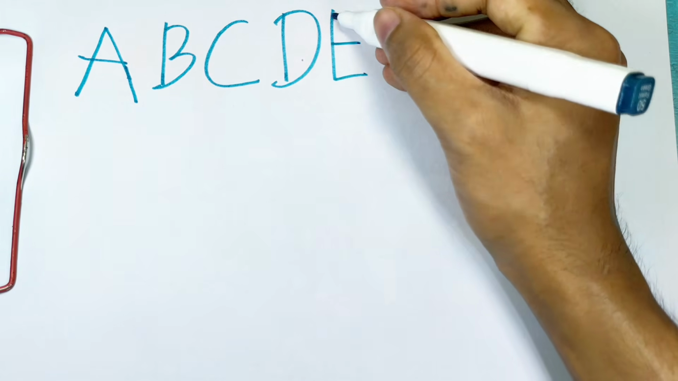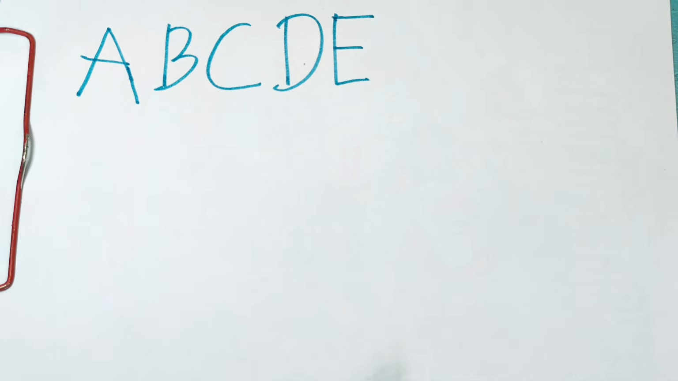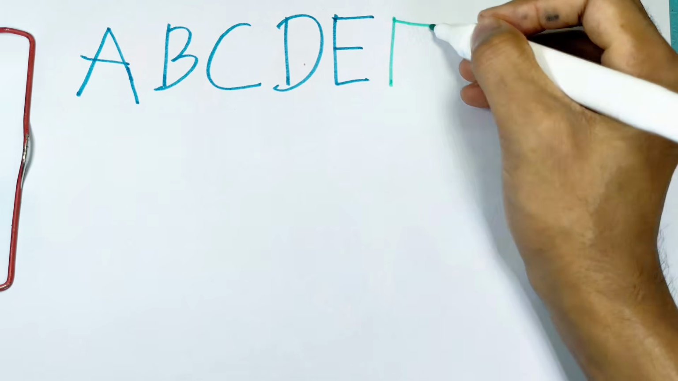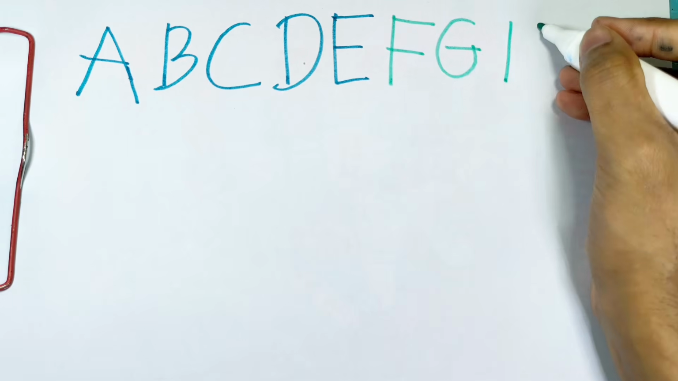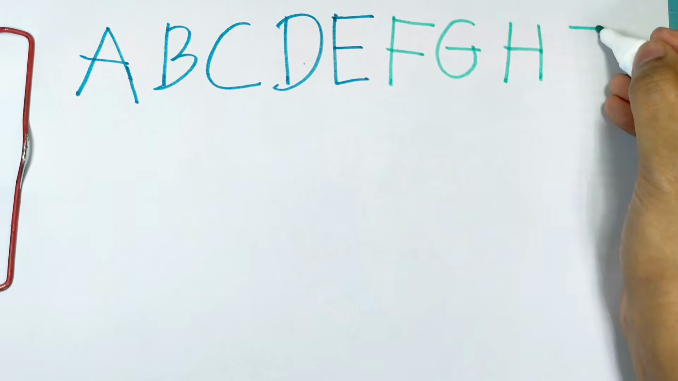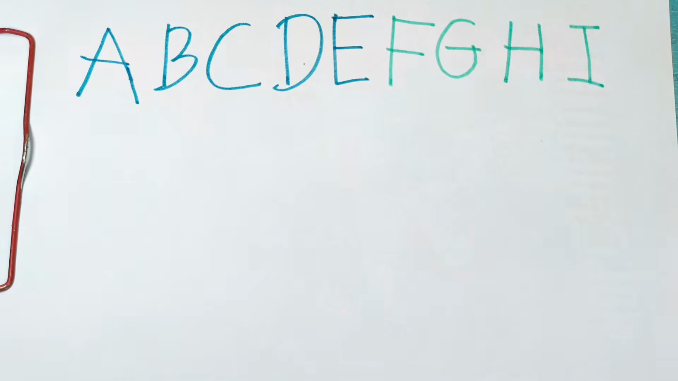D for doll. E for egg. E for elephant. Now we're writing F. F for fish. F for fan. G for God. And the next one is H. H for hand. I for eyes. I for ice cream.